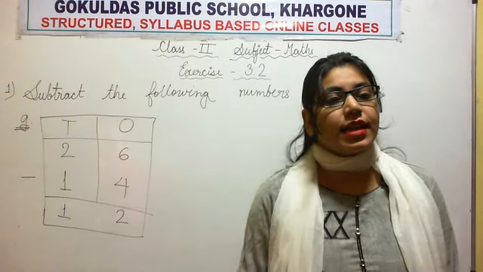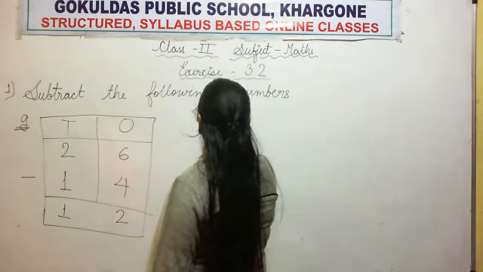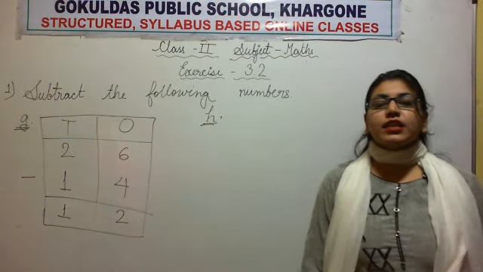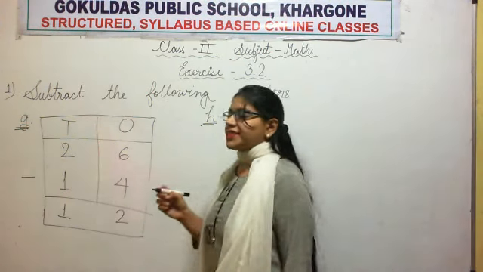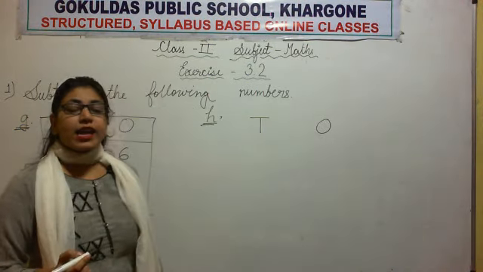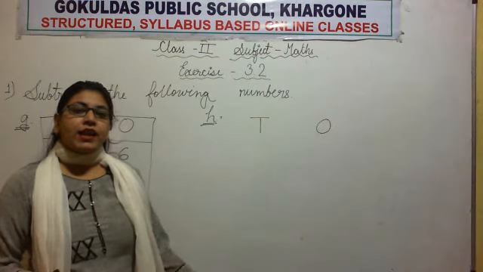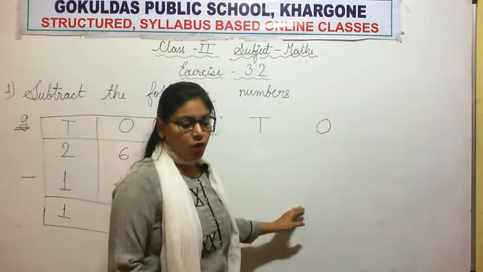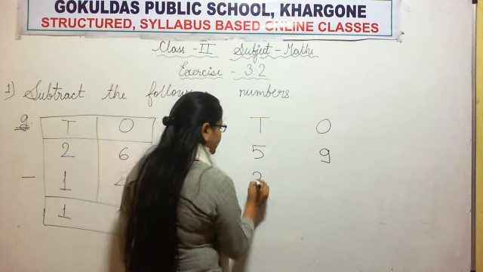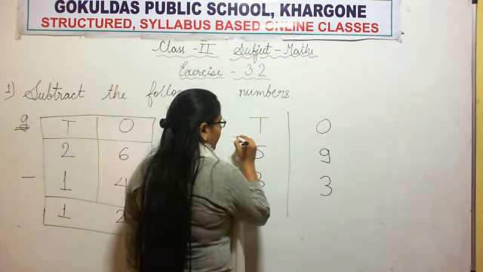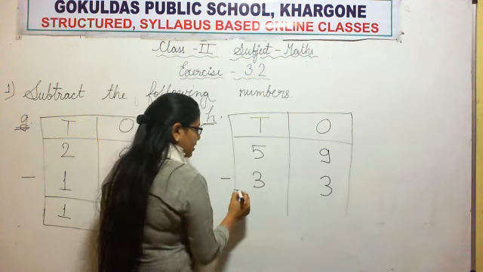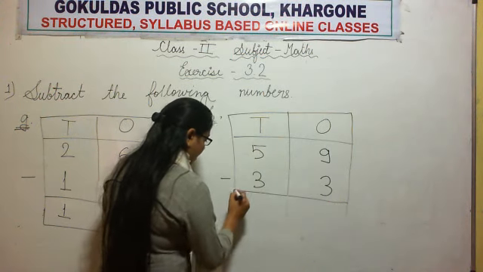Part H, it is the last part of question number 1. Again, first of all, we will write places. A 2-digit number is there, so we will write 2 places, tens and ones. Now we'll write minuend and subtrahend, tens below tens and ones below ones. So 59 minus 33. Once again, make the table by using a scale. Do not make it by free hand.